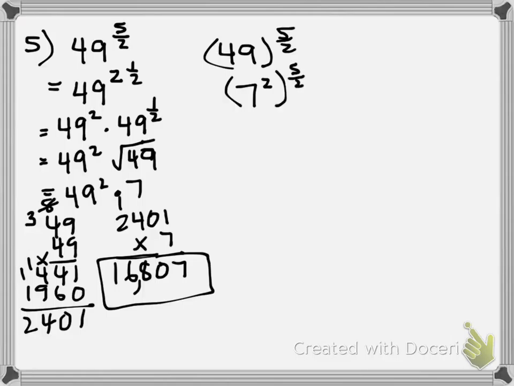What am I supposed to do when I'm raising a power to a power? What do I do with the exponents? I multiply them. So the 2's cancel, leaving me with 7 to the 5th power. 7 to the 5th power actually works out to be 16,807. Did you leave it like that?